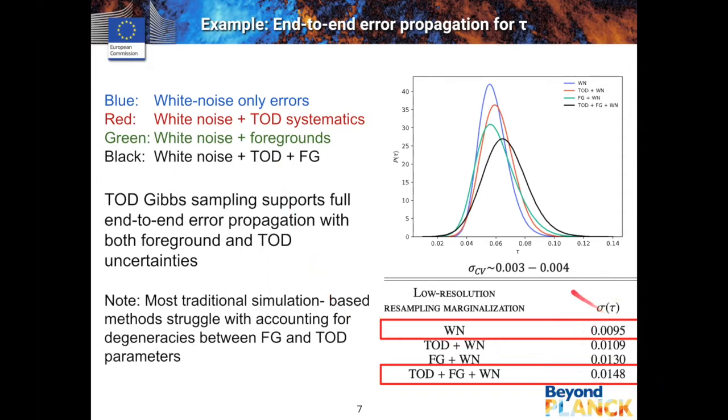And of course it changes, but if you compare the uncertainty to the cosmic variance contribution, you see that the overall uncertainty is dominated by these sources: TOD, foregrounds, and white noise. So the point here is that TOD Gibbs sampling actually includes in a natural way this end-to-end error propagation, with both foregrounds and instrumental uncertainties. And I just want to highlight the fact that the most traditional simulation-based methods struggle with accounting for the degeneracies between different uncertainty sources, like foregrounds and TODs.